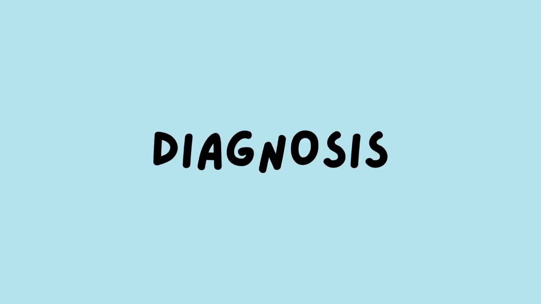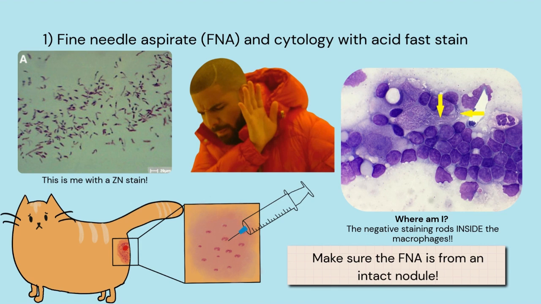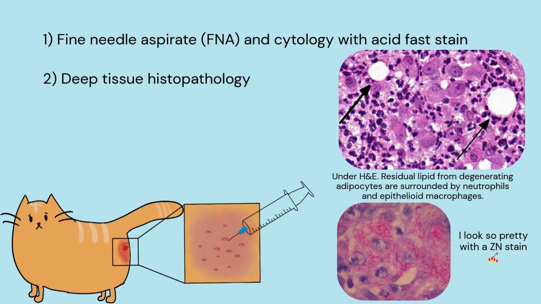So how do you diagnose me? Cytology via FNA may reveal me with acid-fast stain, but my absence doesn't rule me out. Deep tissue histopathology is better, as pyogranulomatous inflammation often extends deeply, but morphology and staining alone can't identify my species.